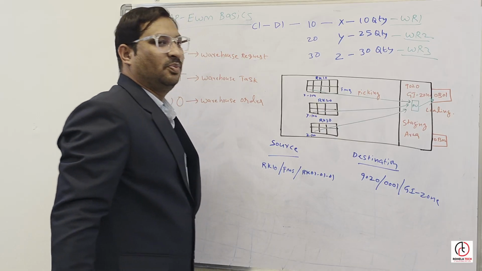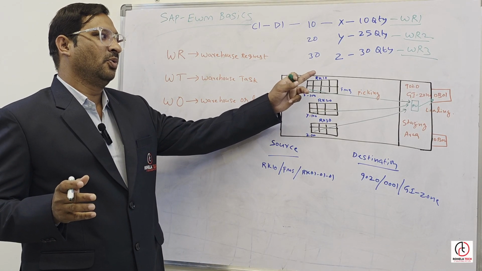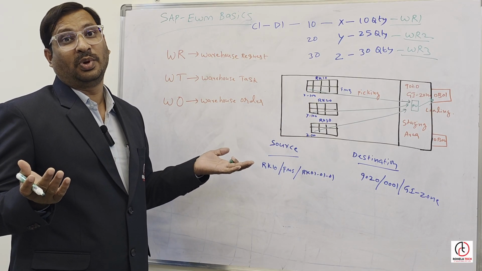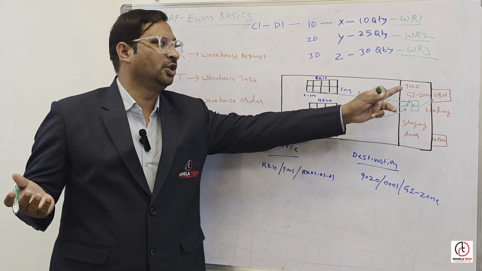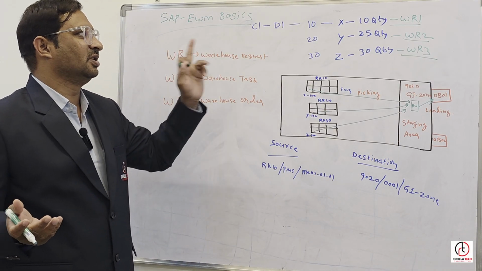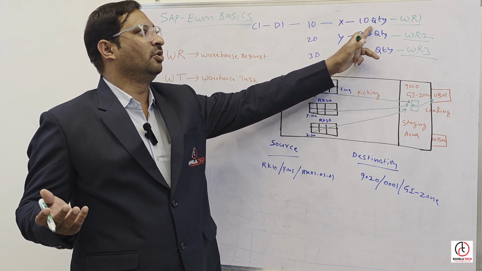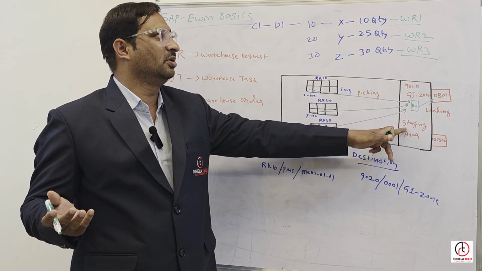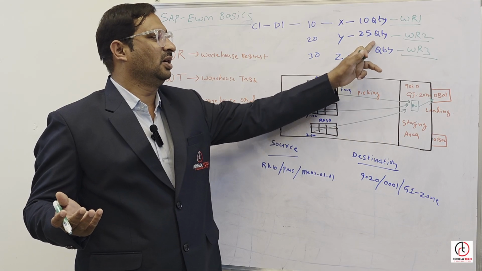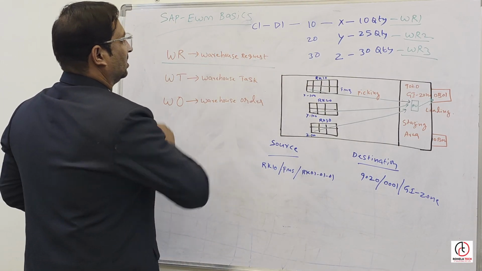So warehouse request is basically a planning document. So we are going to pick from this RKEW warehouse. We don't know where we are going to pick from, but this should reach a staging area called 9020. So that is your warehouse request. So X material we are going to pick. We don't know the source, but we know the destination. That is your 9020 staging area. Y material also, we don't know the storage type and bin, but destination is 9020 GSM. So this is warehouse request.